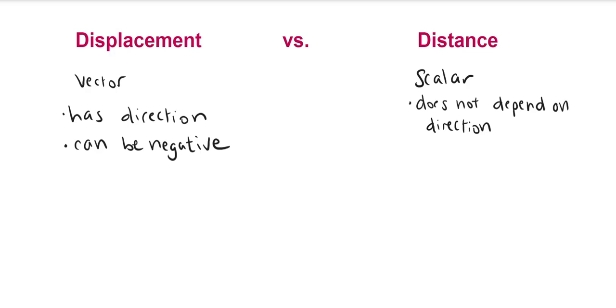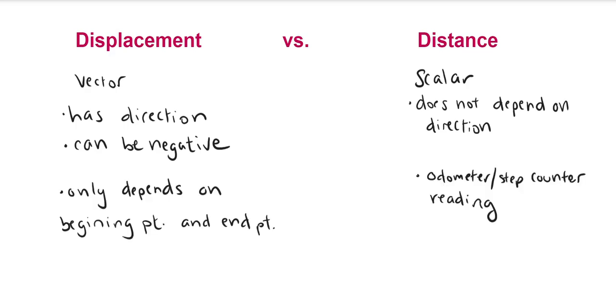And then displacement only depends on your beginning point and your end point, and not anything that you've done in between. And so displacement is usually given as your final point, so x final minus x initial. So these are just the 2 points that you're at the beginning and the end. Whereas in a distance, you're just going to add up each of the different legs of the trip.